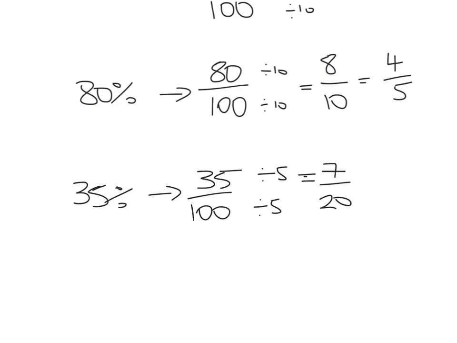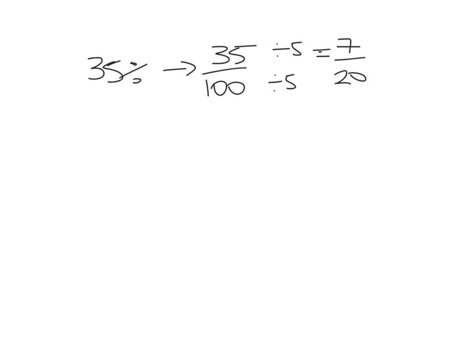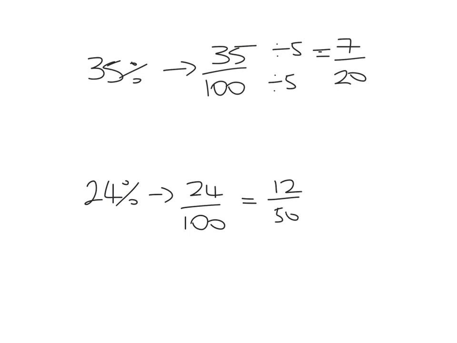Okay. One last example. Let's go for, say, 24%. Well, first of all, we'll put it over 100 because that's what percentages are out of. We can divide both those numbers by 2. So if we divide them both by 2, we get 12 over 50. They're both even, so we can still divide by 2, which will give us 6 over 25. Okay, and that's that. Fairly straightforward.